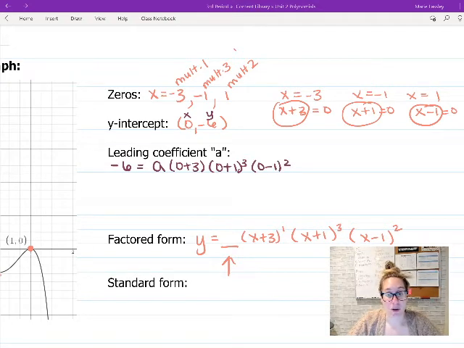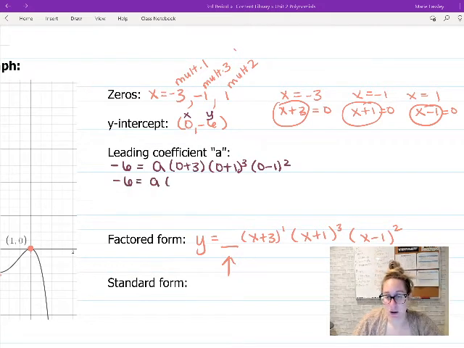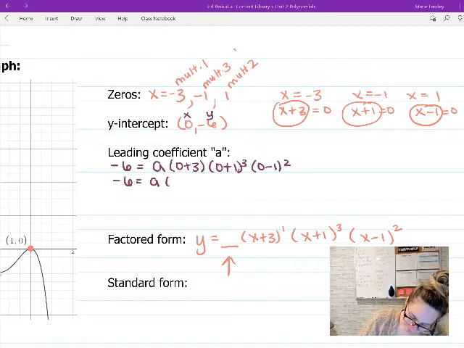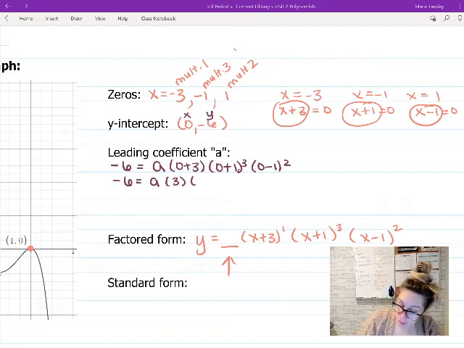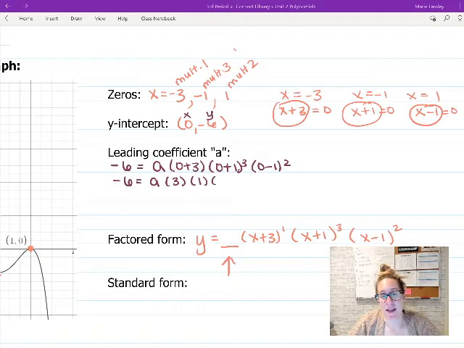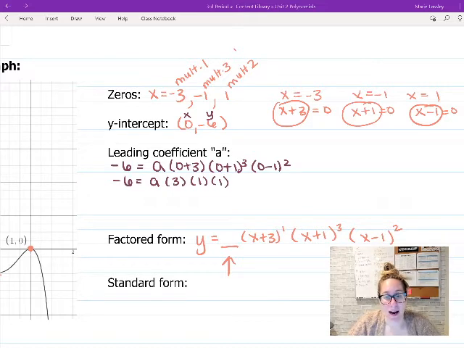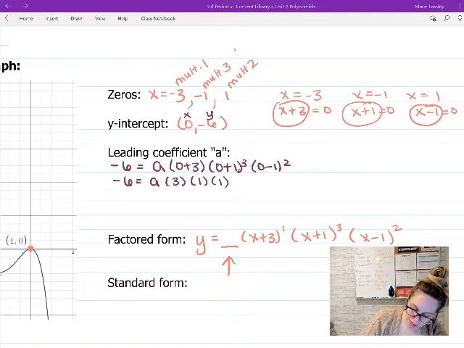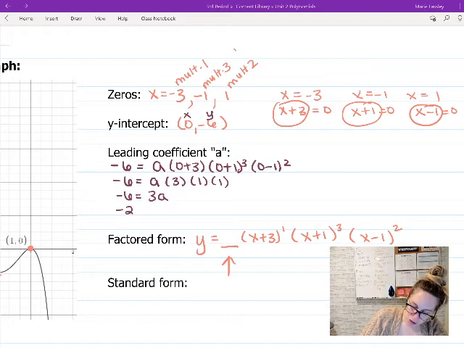All right, so I'm going to go through and simplify. So negative 6 equals a, 0 plus 3 is 3, 0 plus 1 is 1 cubed is 1. And then 0 minus 1 is negative 1 squared, which is positive 1. All right, now I just multiply. 3 times 1 times 1 is 3. So this gives me negative 6 equals 3a. Divide both sides by 3, and I get negative 2 equals a.